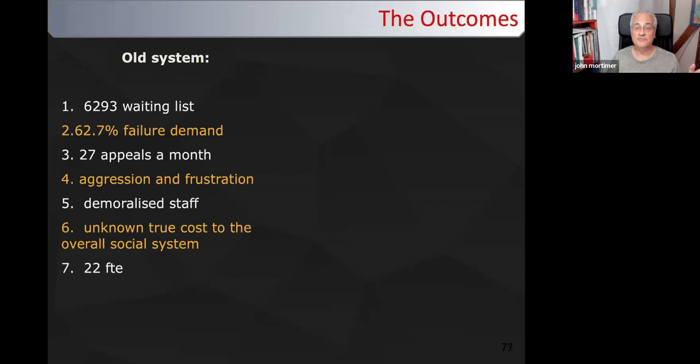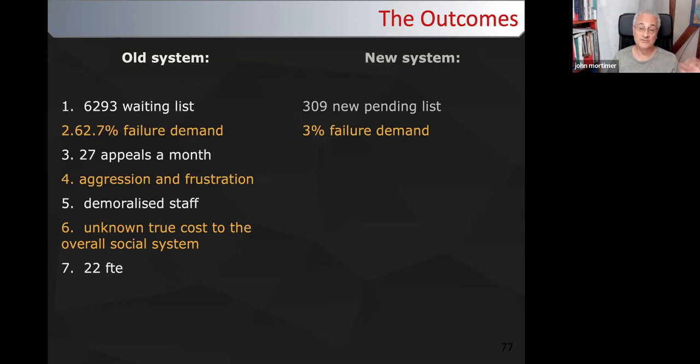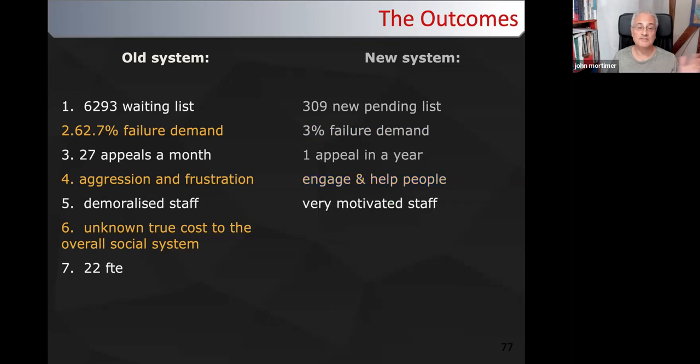The last thing I'm going to do is go through some of the measures. There were over 6,000 on the waiting list. On the new system, we ended up with 309. The failure demand of 62.7%, we ended up with 3% failure demand. Remember the appeals, the ones that they hated that took up so much time? We had 1 appeal a year. The aggression, frustration moved to engaging and helping people. The demoralized staff turned into staff that really, really wanted to have a go and really valued helping people.